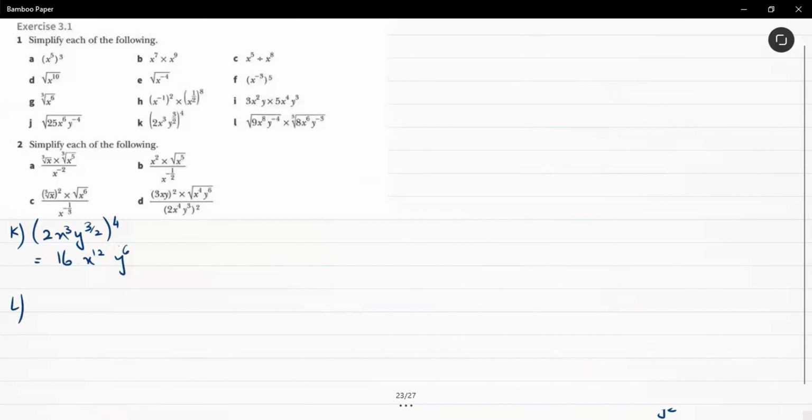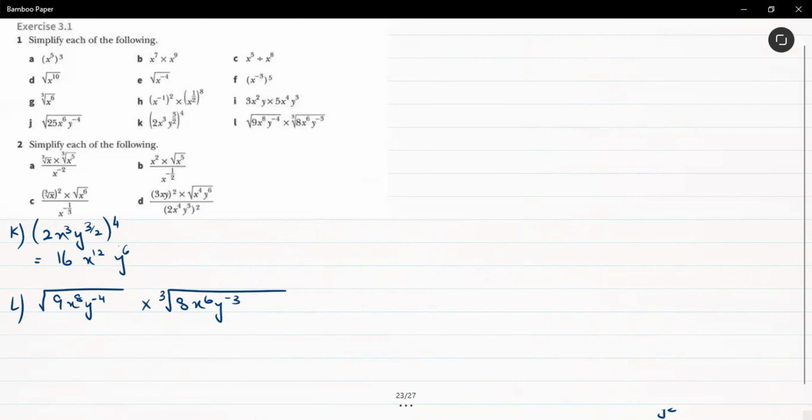For part L, we have the square root of 9 x to the power 8, y to the power negative 4, multiplied by the cube root of 8 x to the power 6, y to the power negative 6.